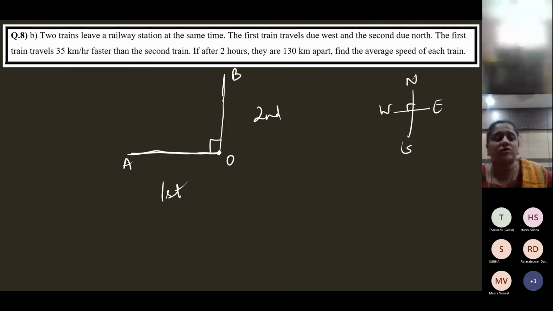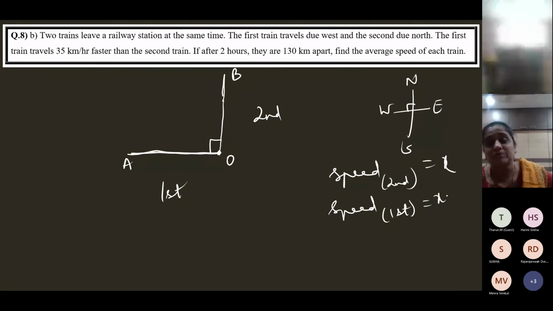Now, the first train travels 35 kilometers per hour faster than the second. So that means if the speed of the second train is X, I'll send the answer for this, children, don't worry, just understand now. If the speed of the second train is X, then the speed of the first train is equal to X plus 35, because 35 kilometers per hour more. So these are the speeds.